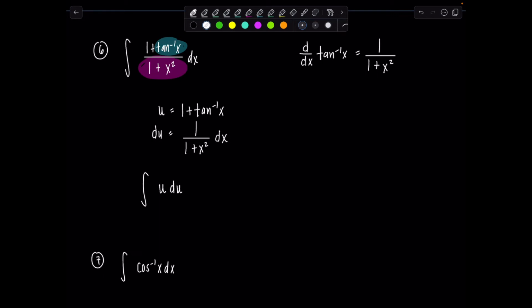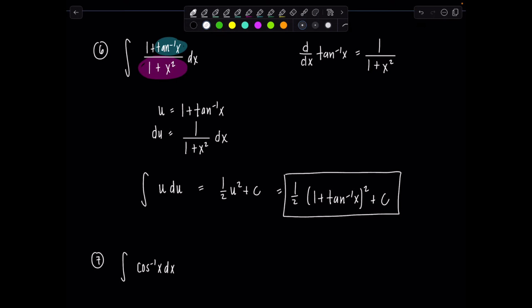Okay, antiderivative of u. 1/2 u squared plus c, and then this is going to be 1/2 (1 plus tan inverse of x) squared plus c. I would leave it alone, box it, and move on with your day. Thank you very much. Good?